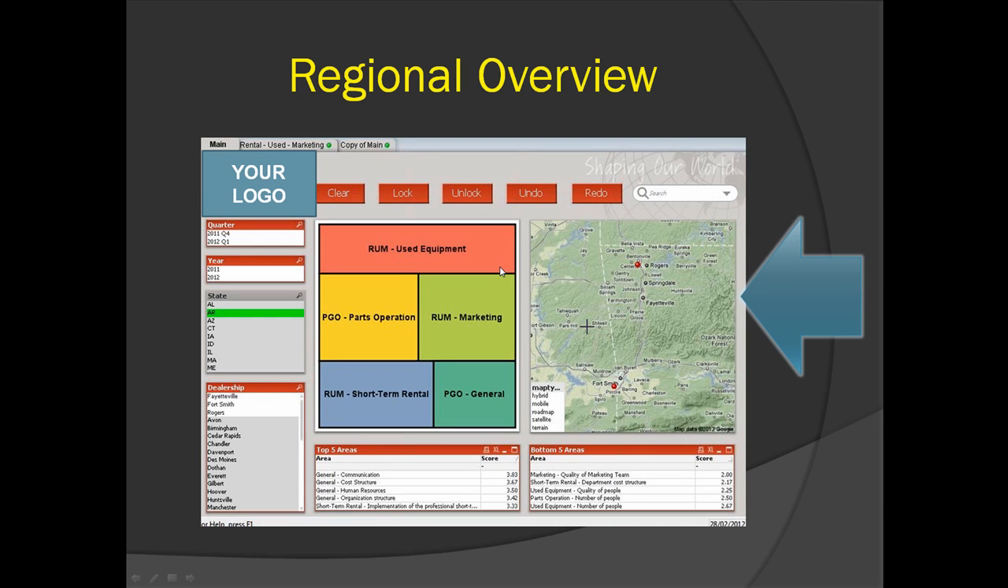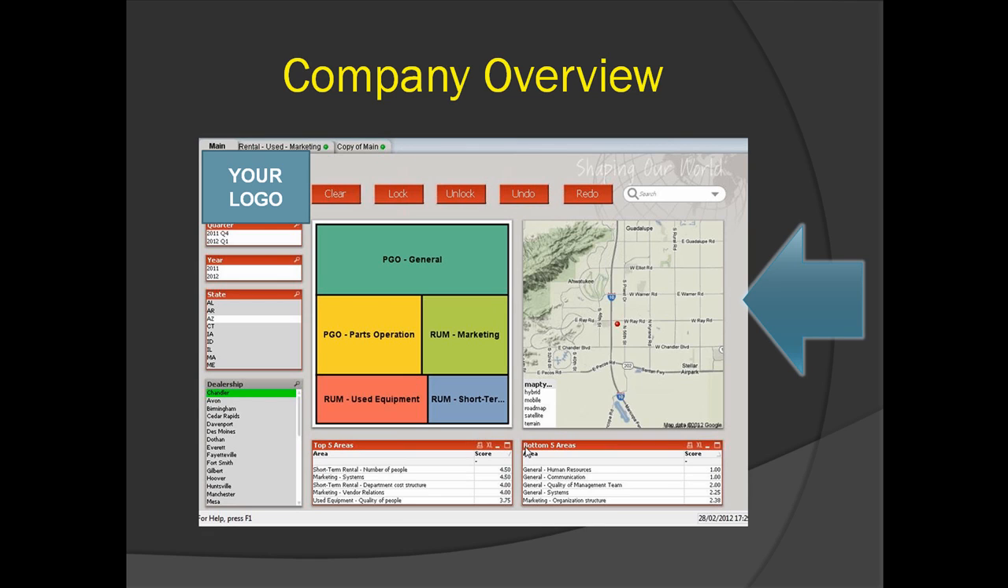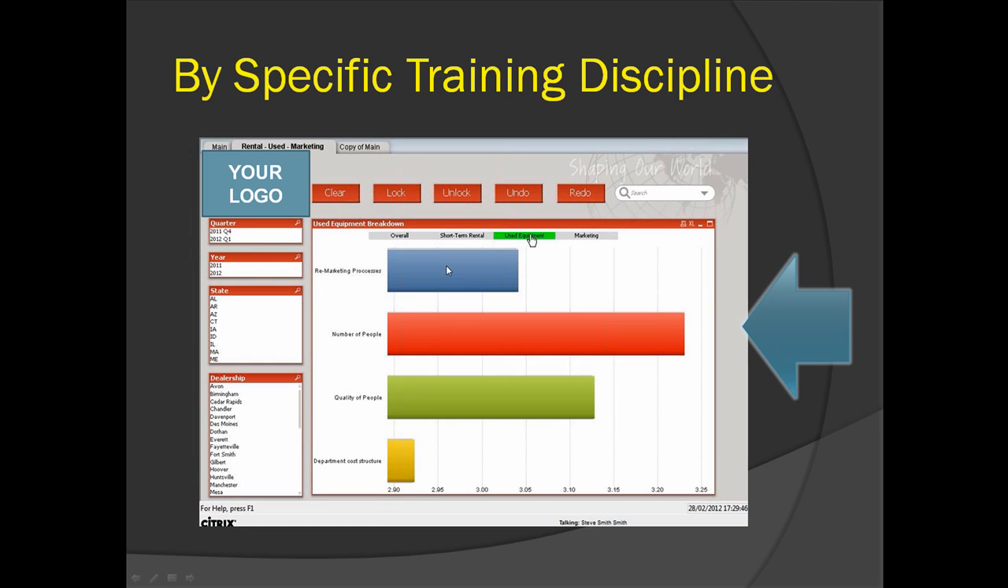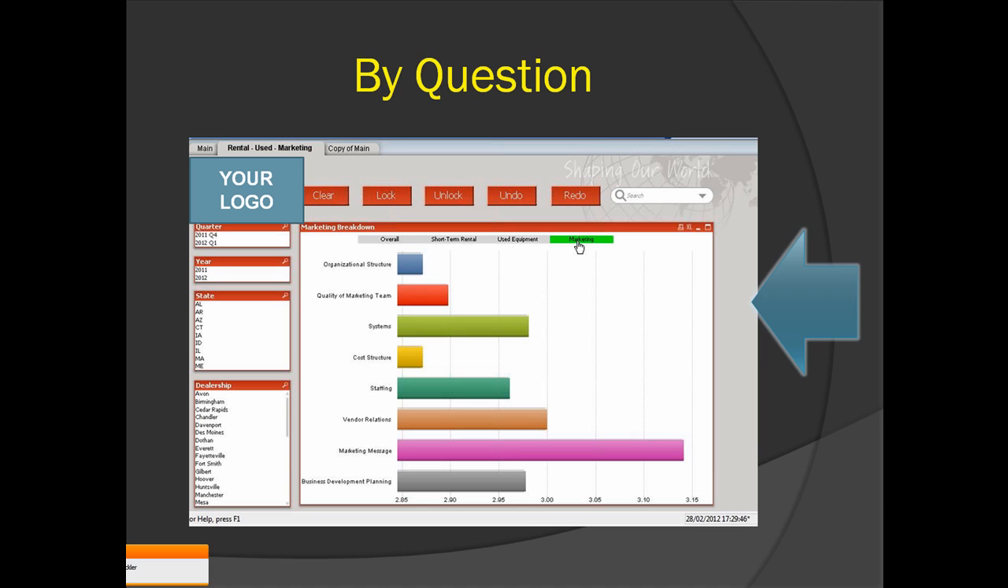Nationally speaking, regionally speaking, company speaking, by company department, bearing in mind that the scoring system is a 1 to 5 scale. Strongly disagree, strongly agree, and somewhere in the middle. The lower scoring bar charts indicate greatest areas of opportunity, by specific training discipline, by question type.